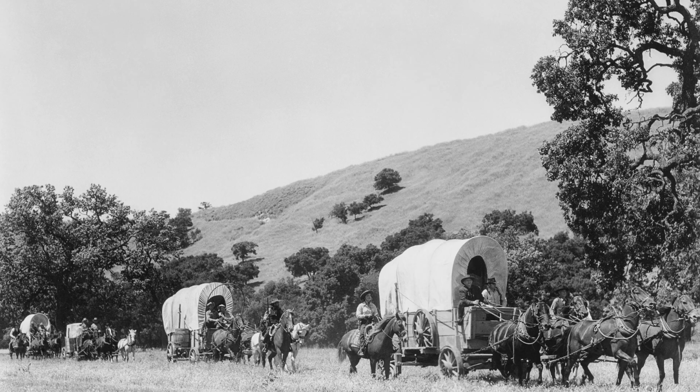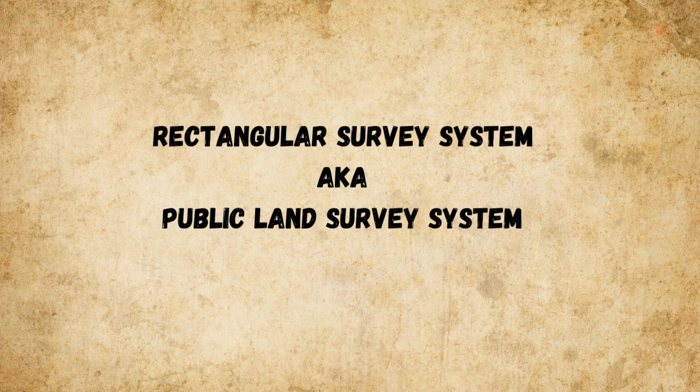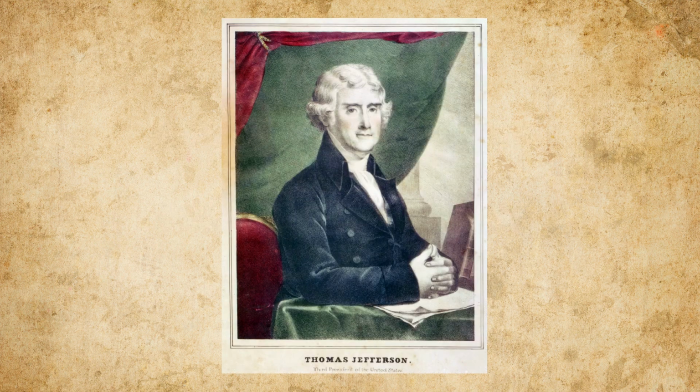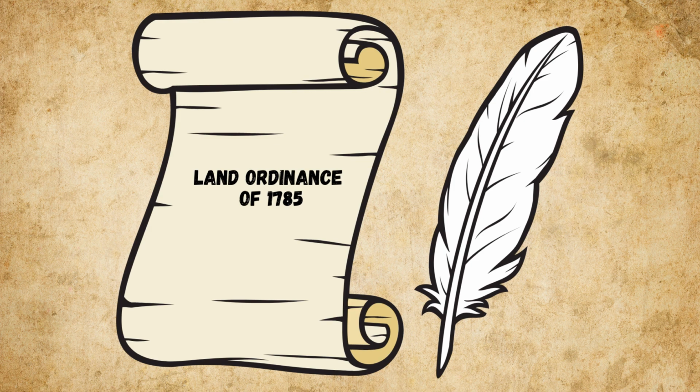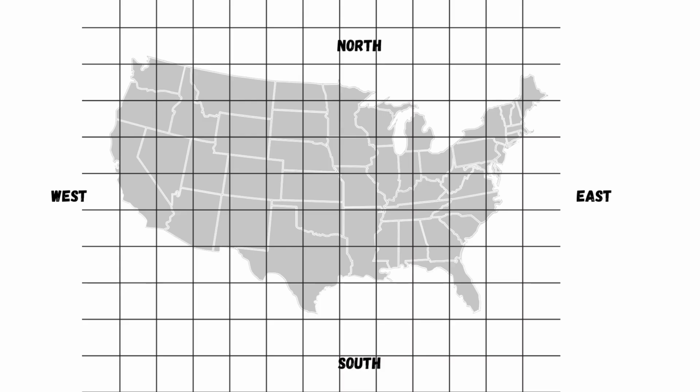As time went on, the United States expanded westward, and a more dependable system was needed. The rectangular survey system, also known as the Public Land Survey System, which was originally proposed by Thomas Jefferson, was established by the Land Ordinance of 1785. This was more of a grid-like map of the United States, with lines running north, south, east, and west. It had the ability to divide large areas of land into sections, townships, and then into smaller pieces of land.